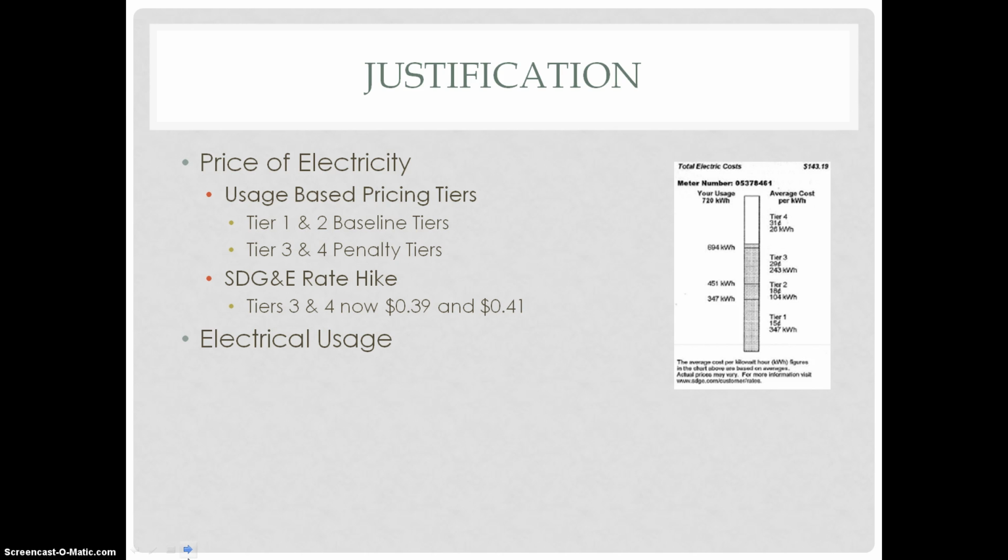I happen to be in the 3 and 4 range, where Tier 3, prior to this presentation, was at 29 cents per kilowatt hour, and Tier 4 being 31 cents. But as of September 1st, Tiers 3 and 4 are now at 39 and 41 cents.